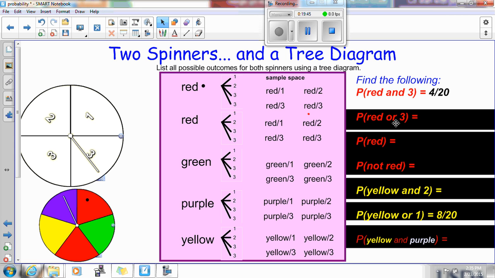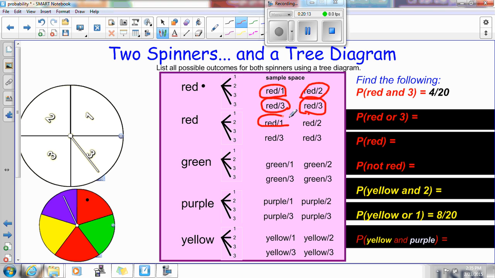So that means it could land on a red, or it could land on a 3, or it could land on both, remember. So here it lands on a red, so that counts. It lands on red, so that counts. Here it lands on red and a 3, but it only counts one time, remember, because or includes both happening. Here's a red and a 3.